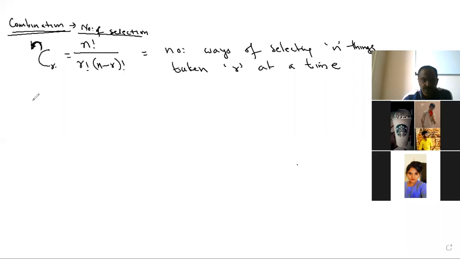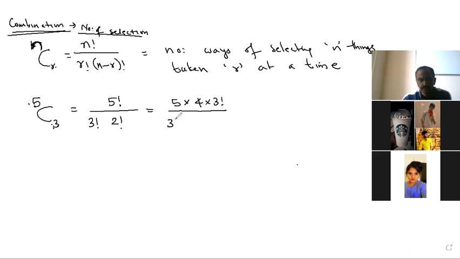Now calculate this: 5C3. Upper number factorial, lower number factorial, and their difference factorial. 5 minus 3 is 2 factorial. So 5 into 4 into 3 factorial divided by 3 factorial into 2 into 1 is 10.